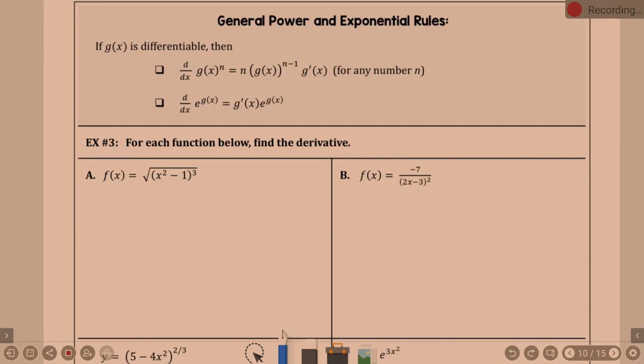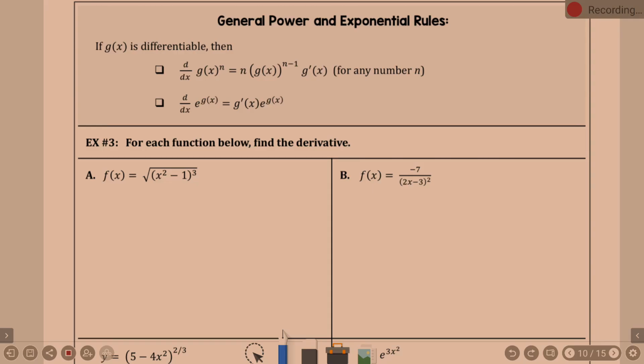Moving on. Okay, so general idea here. If g of x is differentiable, and this is really just another way to talk about chain rule, if you're trying to do the derivative of g of x raised to the n power, notice it is what we were just doing. Bring the n out front, keep g of x, subtract 1 from the power, so n minus 1, and then times the derivative of g of x, so g prime of x.